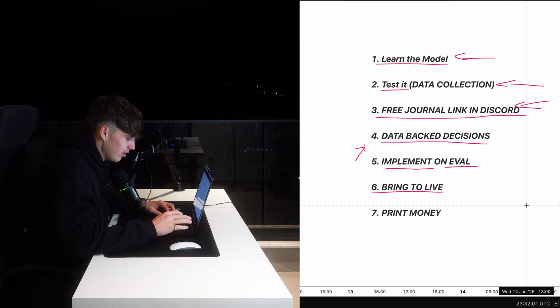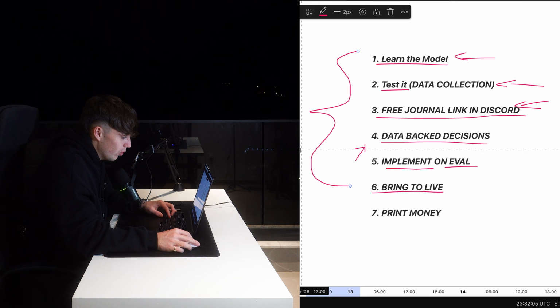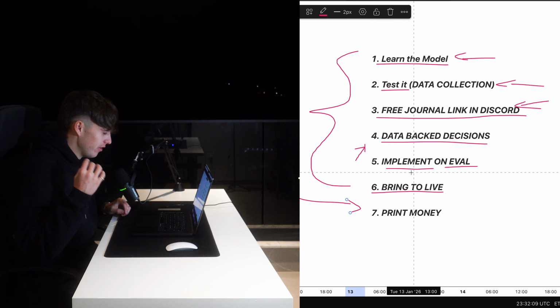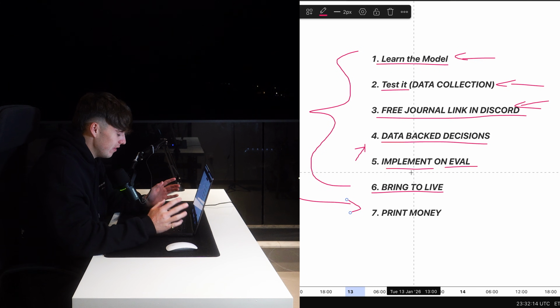And step number 7 is print money. If you follow all of these steps right here that I've just told you, you will indeed go ahead and print yourself some money, because this model is so effective, it's so simple. You catch the continuation almost every time. And I promise you, this is the model that I've used to make the most of my money in the market.